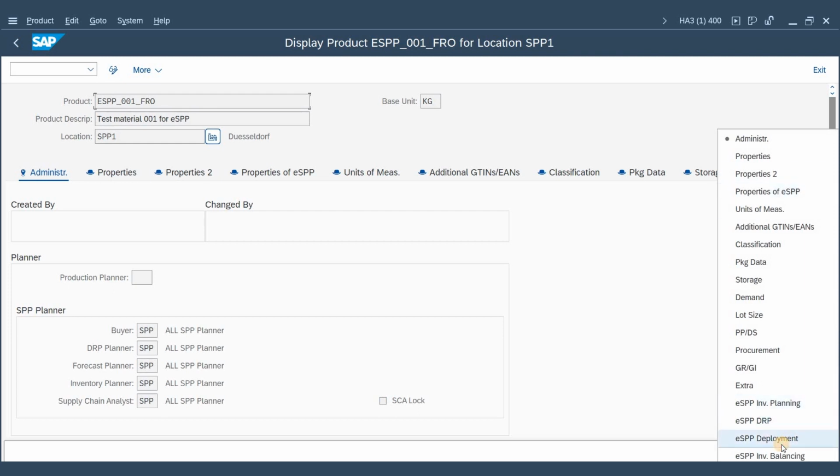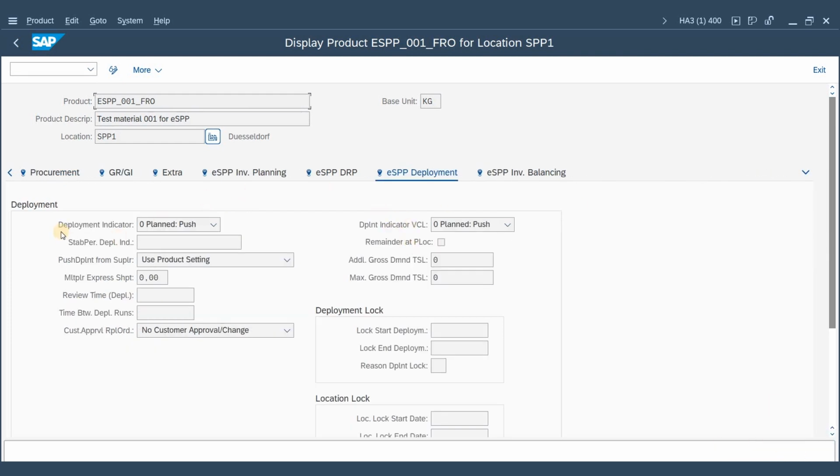We go in the eSPP deployment tab, and here we find the deployment indicator. There are actually three options for the deployment indicator. We can have it set to plan push, plan pull, or pull only. And what the deployment indicator actually does is it controls, first of all, if a product is considered during deployment using a specific deployment mode, and what lead time is going to be considered during deployment.